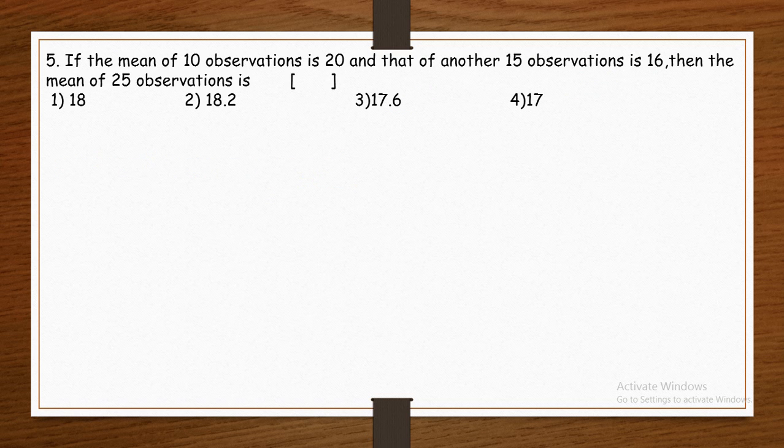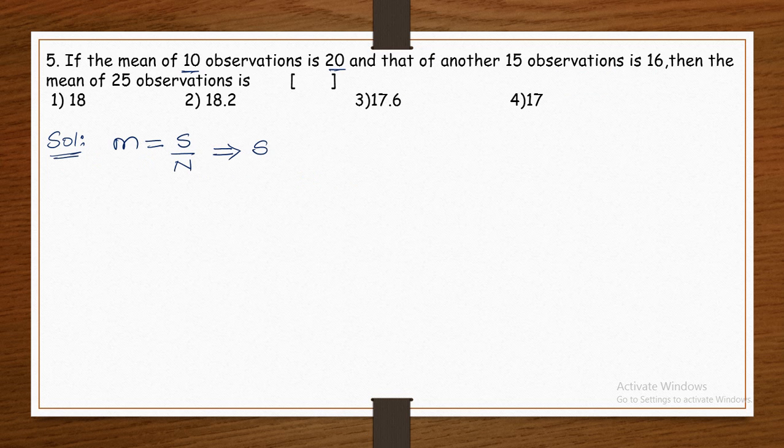If the mean of 10 observations is 20 and that of another 15 observations is 16, then the mean of 25 observations is? Now let us see this question. Always remember this phrase: mean is equal to sum of observations by number of observations. So whenever the number of observations and the mean are given, always find the sum of observations.